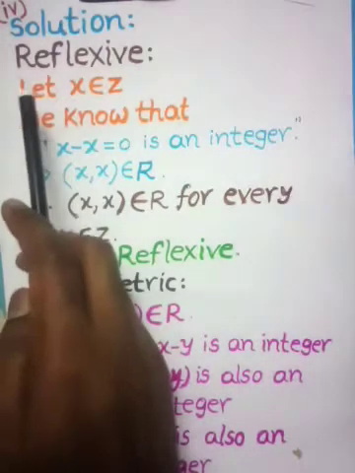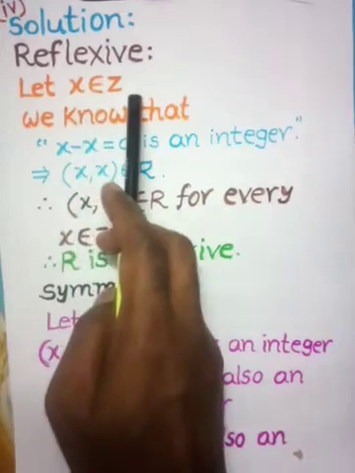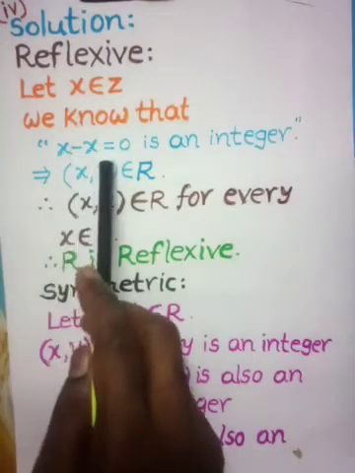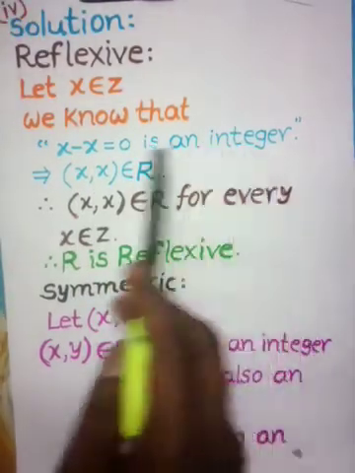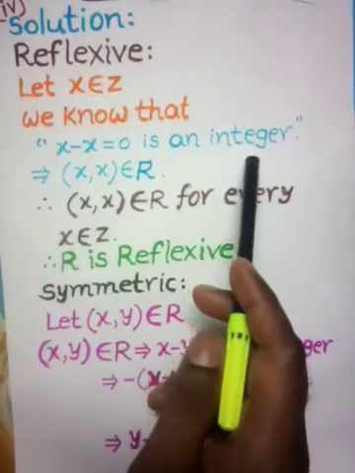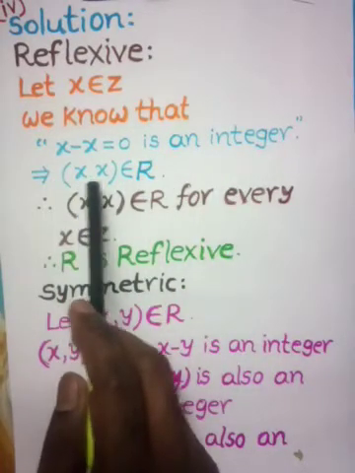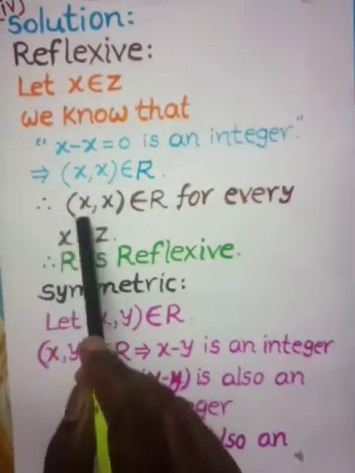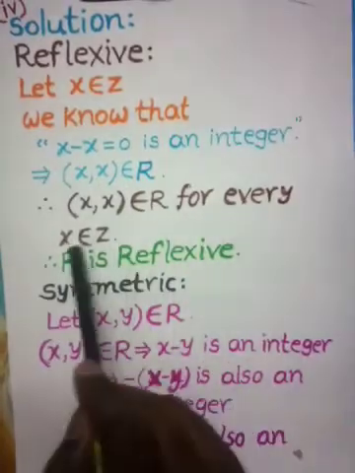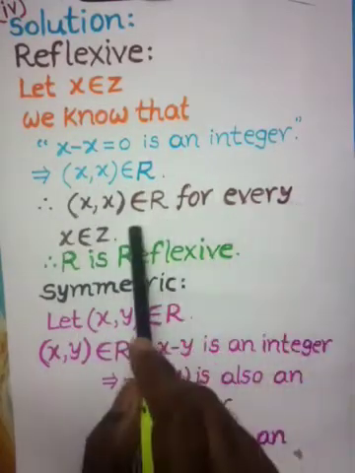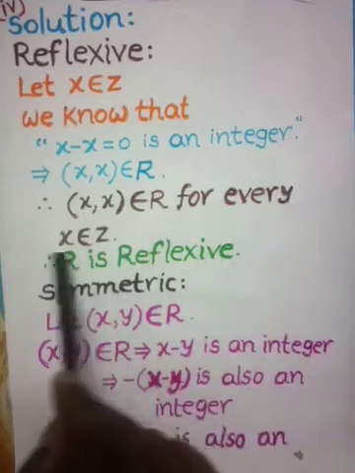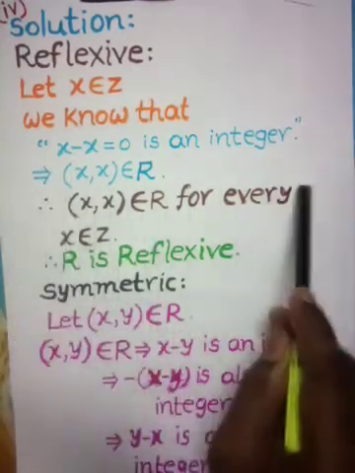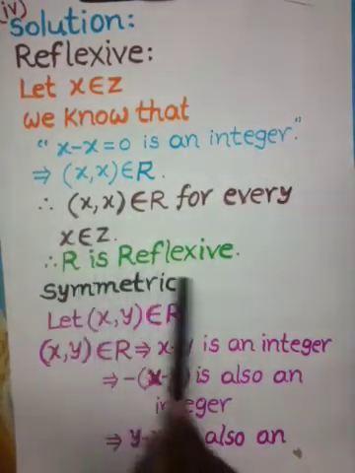First let us consider x belongs to Z, meaning x is an integer. Then we know that x minus x equals 0 is an integer. This implies that the ordered pair (x, x) belongs to R. Therefore, (x, x) belongs to R for every x belongs to Z. This is nothing but the definition of a reflexive relation. So the given relation satisfies the definition of a reflexive relation. Therefore, we can say that R is reflexive.